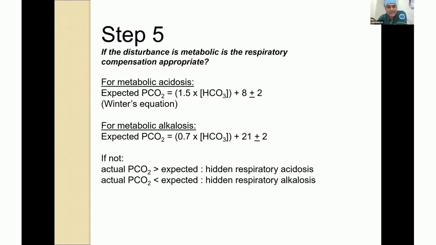Next, if the disturbance is metabolic, then is the respiratory component adequate? If it is metabolic, we look at the respiratory compensation; if it is respiratory, we look at the metabolic compensation. If it is metabolic, we apply a simple equation, that is Winter's equation: 1.5 into bicarbonate plus 8, plus or minus 2. And for metabolic alkalosis, it is 0.7 into bicarbonate plus 21, plus or minus 2. So this tells us about the primary pathology.